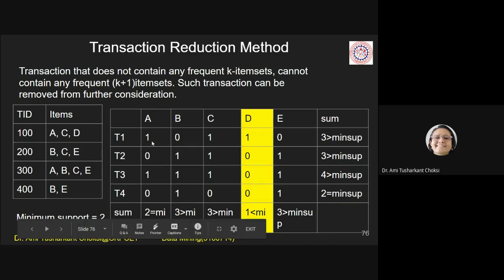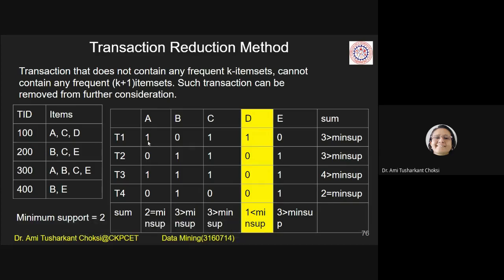Now, what do we do? Let us see the transaction. That is the first transaction, A, C, D. Now, what we want to do is, wherever the letter A is there, we'll put 1 in that particular column for that transaction. If that item is not there, we put 0. For example, here A is there, so for A of transaction 1, we'll put 1. B, is it there? No, it is not there. So for transaction T1, for B, we'll put the value 0.